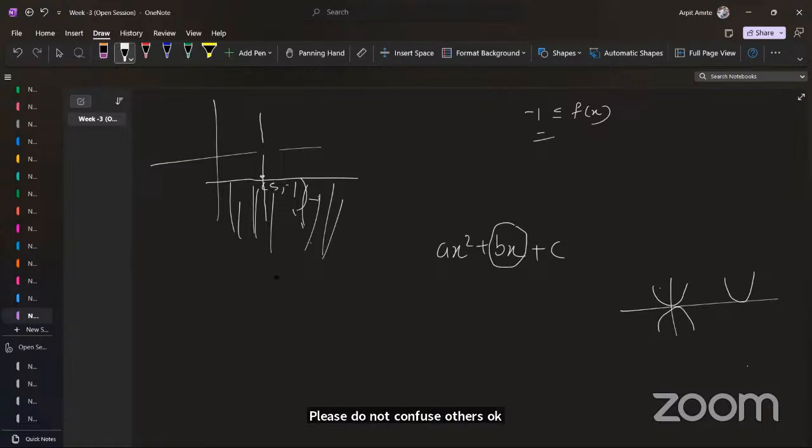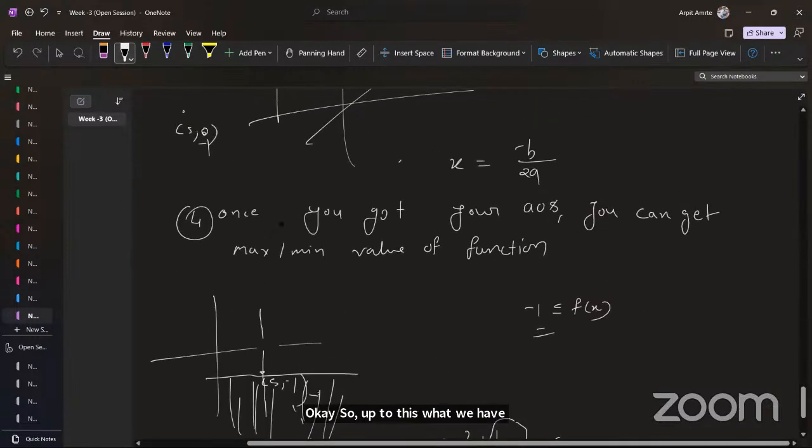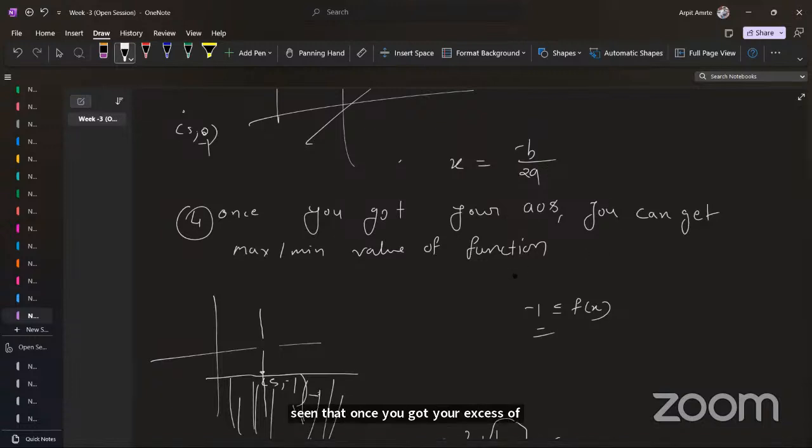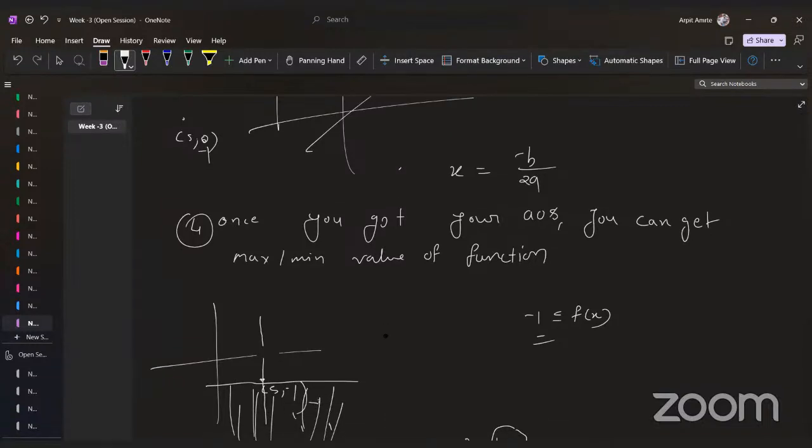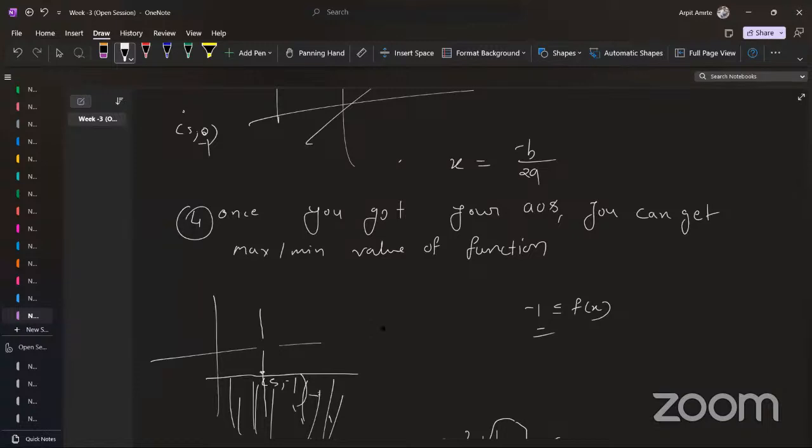So up to this, what we have covered: once you get your axis of symmetry, you can easily find the maximum value and minimum value. And once you get the minimum value, you need not worry about lesser values, whether the function can take values from this side or not. Got it up to this? Yes, sir. Axis of symmetry is done. Maximum minimum value is done.